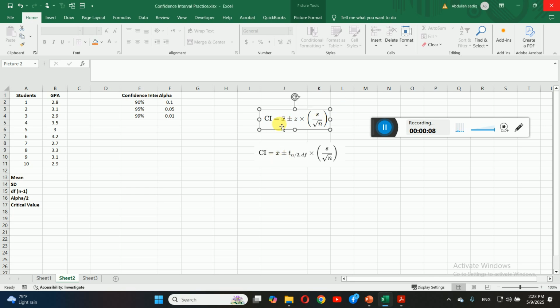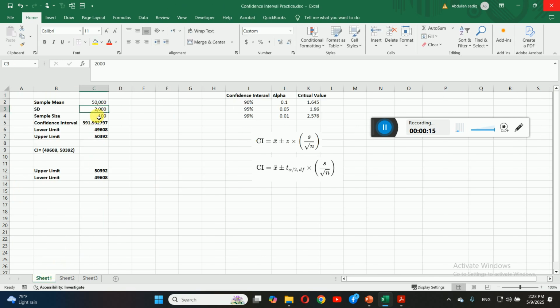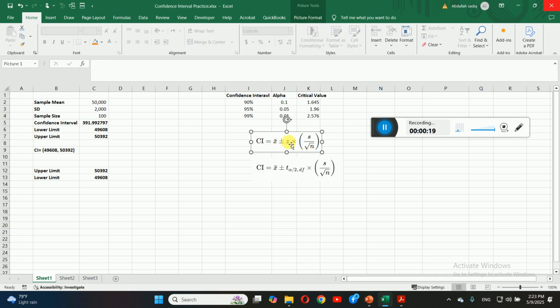Dear students, in our previous session related to confidence interval, if you remember, we worked on the function of confidence interval, which was based on z-score. There we learned that if the standard deviation is given and the sample size is larger, then it's better to use this function. Why?